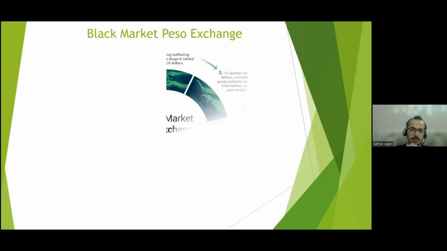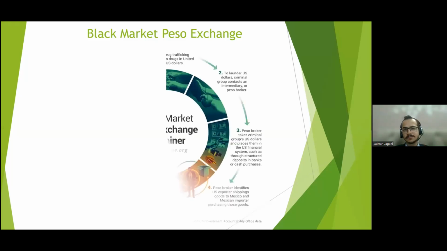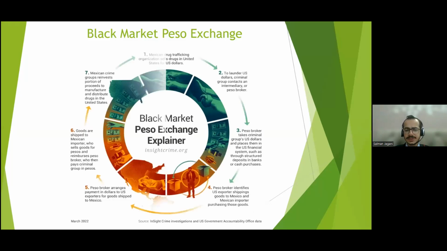So there are drug cartels who send drugs into the United States, and they sell drugs and they get US dollars for their sales. So now they want to move these US dollars to Mexico and Colombia. So let's see how this is done. To launder the US dollars, what they do is they contact peso brokers. Now the currency of Mexico is peso, so Mexican pesos are to be transferred. So they contact a peso broker who deals in such kind of illegal dealings and transfers. So they contact an intermediary who's a peso broker.